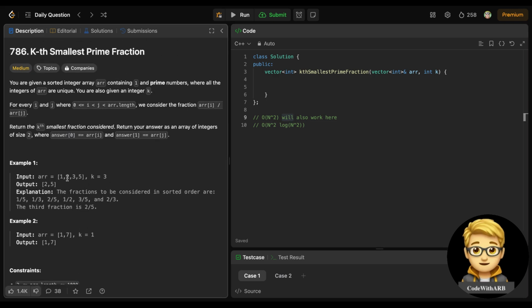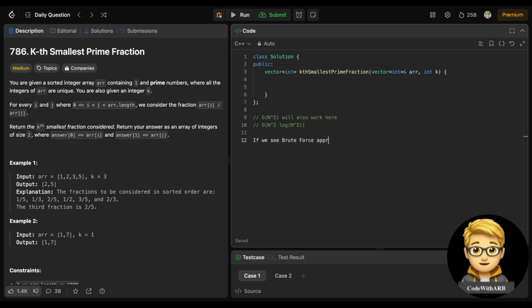So I can use a brute force approach here to find all the combinations, all the pairs of fractions, and sort them, and simply return the kth smallest prime fraction. Yes, simply I can do this, right? So if we see the brute force approach here.